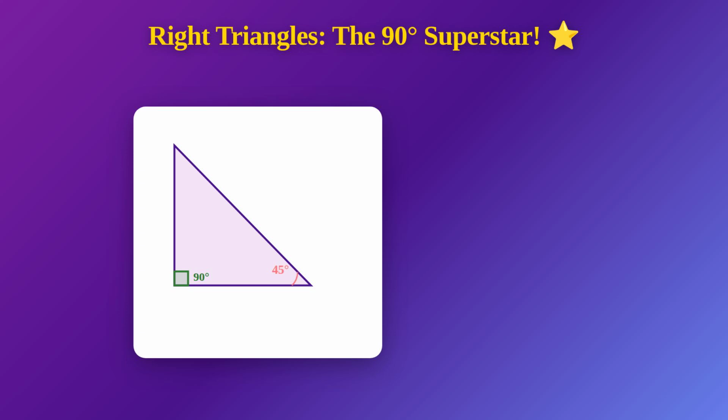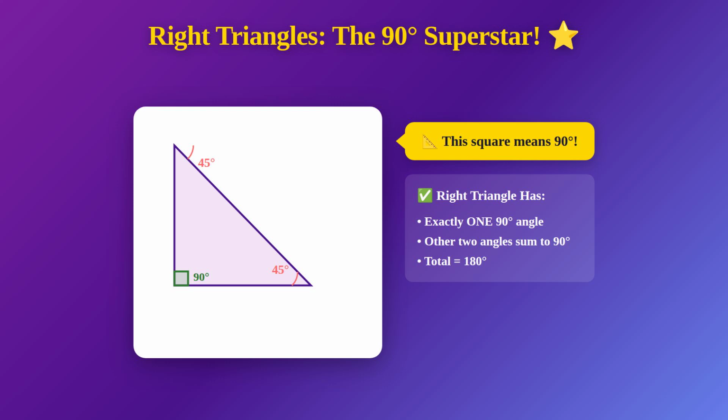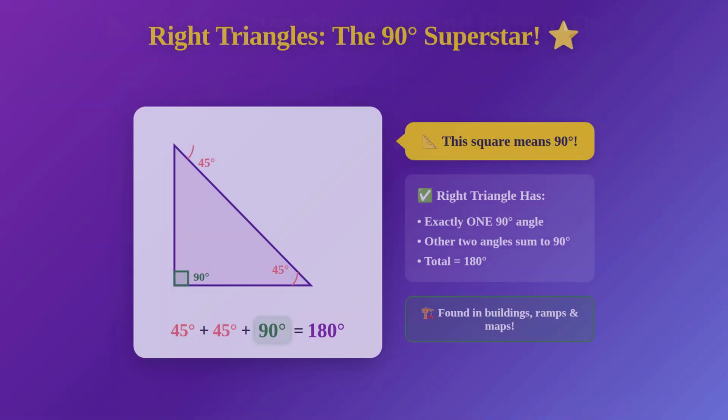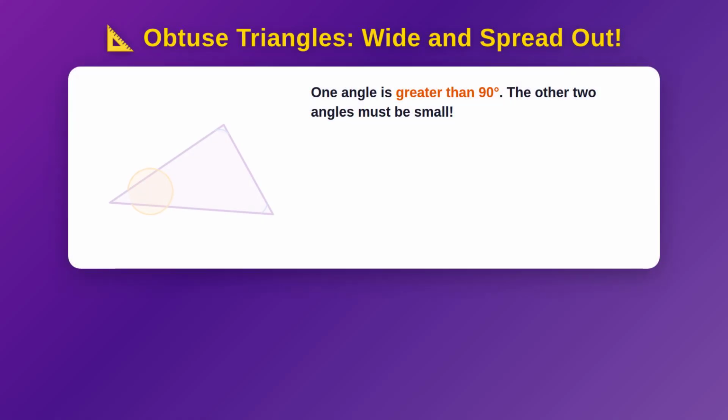Next up, the right triangle. This one is super famous because it shows up everywhere in real life. Buildings, ramps, map grids, you name it. A right triangle has exactly one angle that is 90 degrees, a perfect corner, like the corner of your notebook. See that little square drawn in the corner? That's the symbol for 90 degrees. And here's a cool check. The other 2 angles must add up to 90 degrees, like 45 plus 45 equals 90, and 90 plus 90 equals 180. It all checks out.